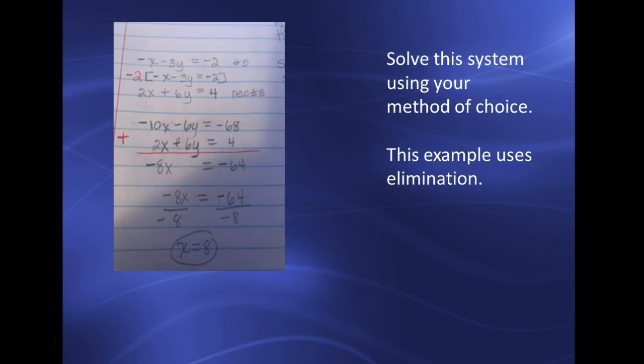I picked equation number 5. I'm multiplying it by -2. That means I'm multiplying every term on both sides of the equal sign by -2, and I end up with 2x plus 6y is equal to 4, and I label that my new number 5. Then I add equation 4 and my new number 5 together, and I successfully eliminate y. Now I have just one variable, x, and I proceed to solve for x, and it turns out that x is equal to 8.